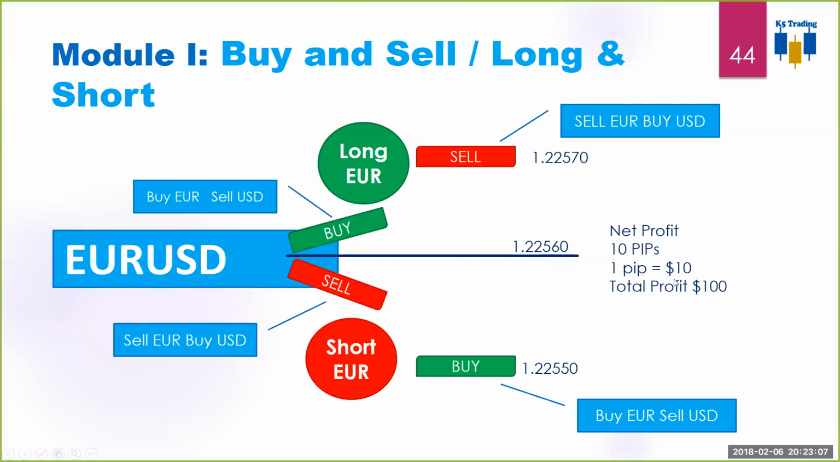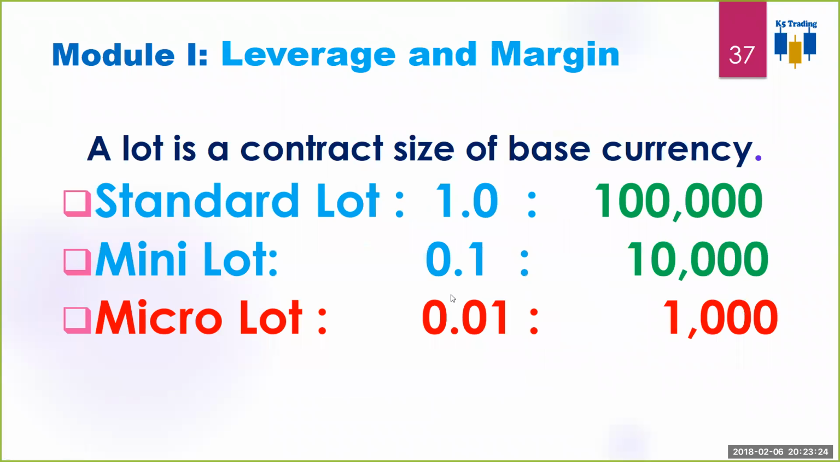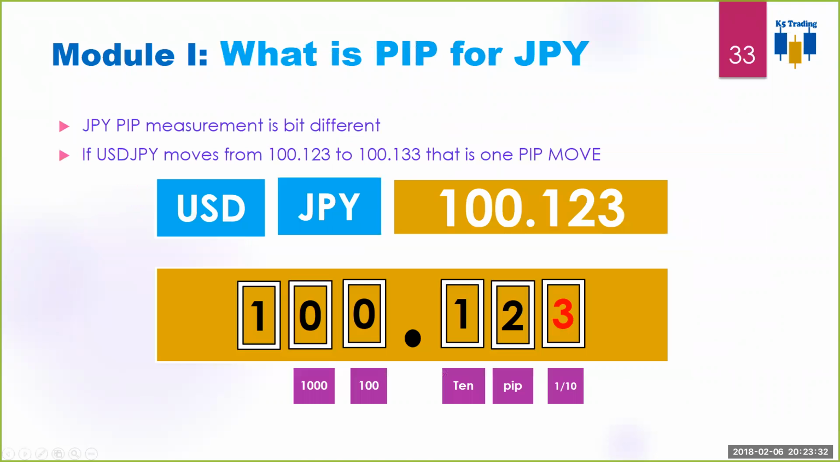How is it equal to $10? If I go back a bit on this one, you can see that your investment is only $1,000, and if you multiply this by 100,000, that becomes $6.55 per pip value. So you make 10 pips profit. 1 pip is equal to $10 on a rough estimate for EUR/USD. Your total profit from here to here is $100.